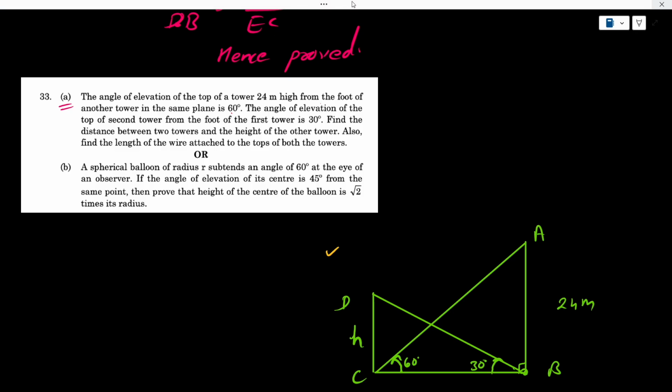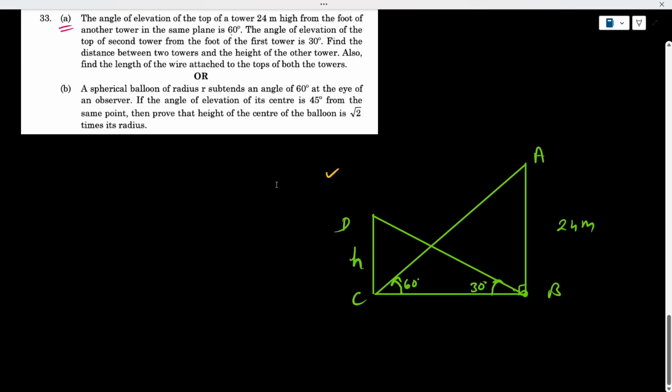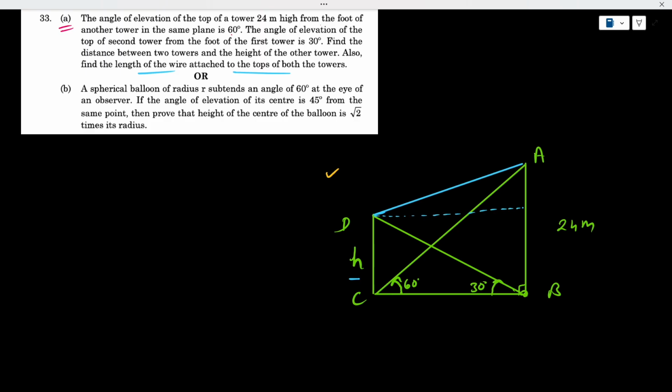If I'm writing, you can write down here whatever is given, and you can take it as let CD be H, right? Because you are taking this measure. Now, what else do we need to find out? Find out the length of the wire attached to the top of the towers. Now the length of the wire attached to the top of the tower here will be AD. Now again here I can draw a horizontal line. Correct?